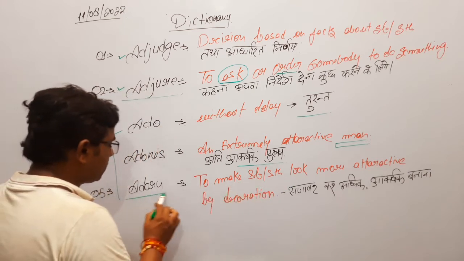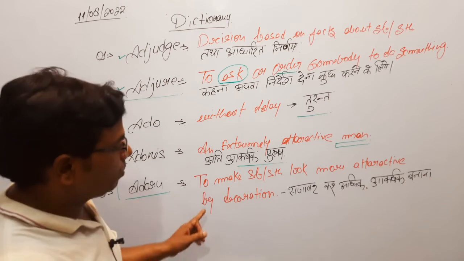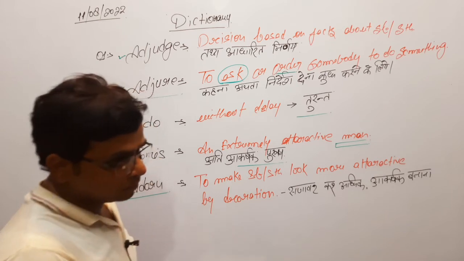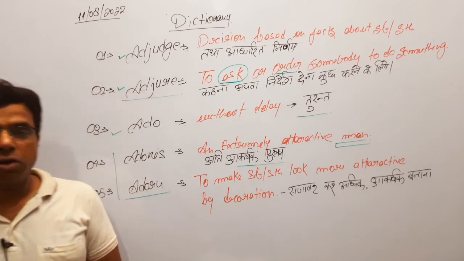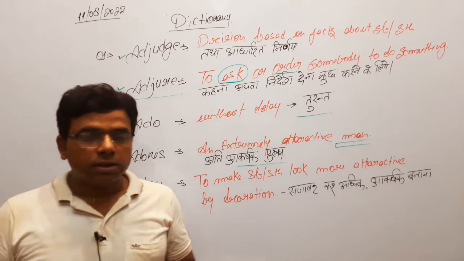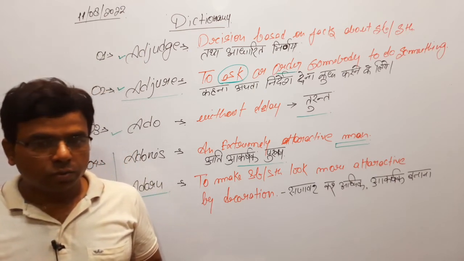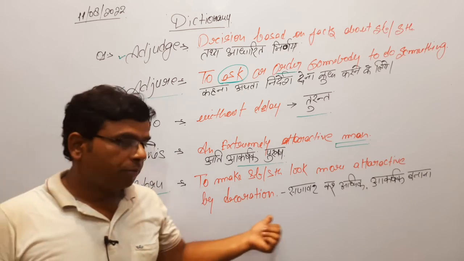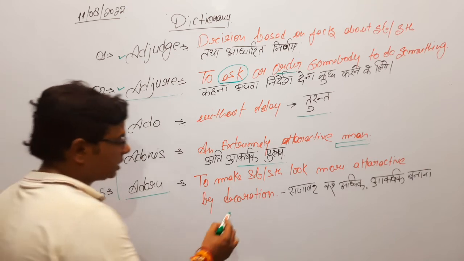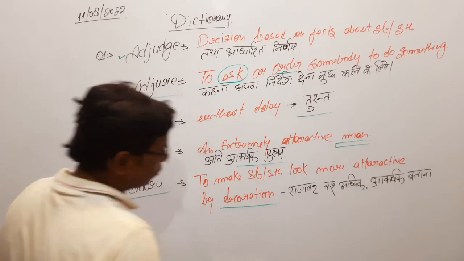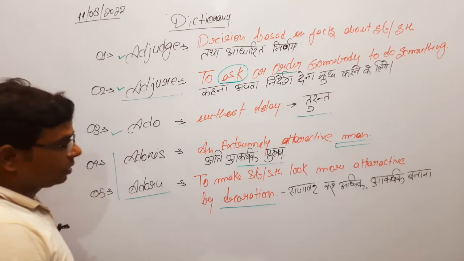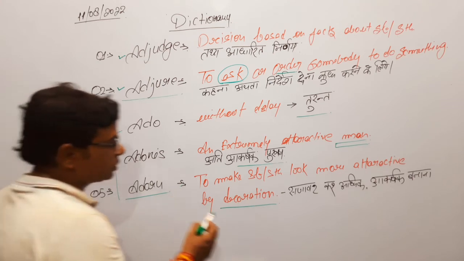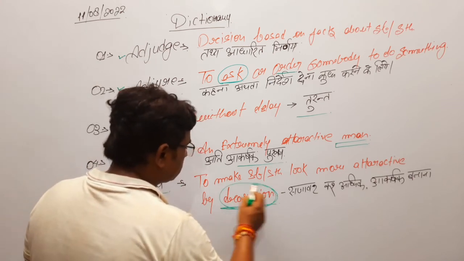And the last word is adorn. Adorn means to make somebody or something look more attractive by decoration. That means if someone or something has a wish to look more attractive, then you need some kind of preparation, and that preparation will be known as decoration, right? So, to make somebody or something look more attractive through the process of decoration.